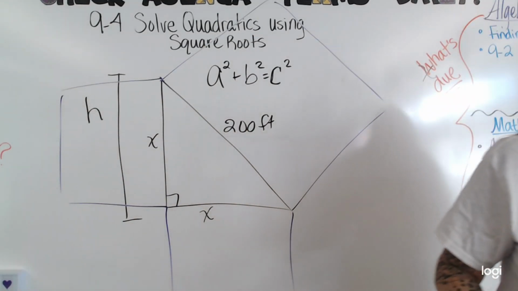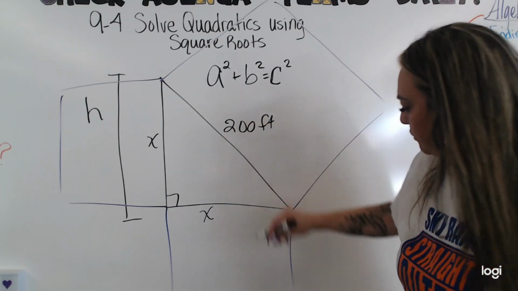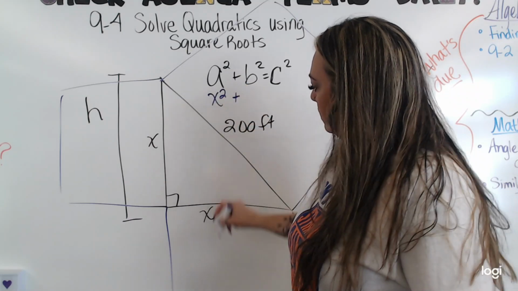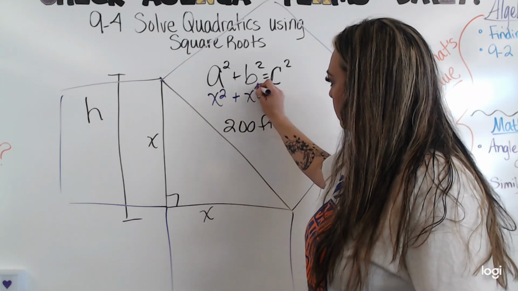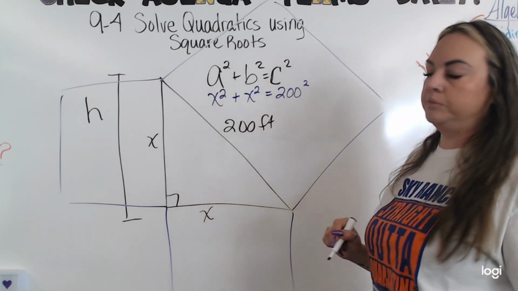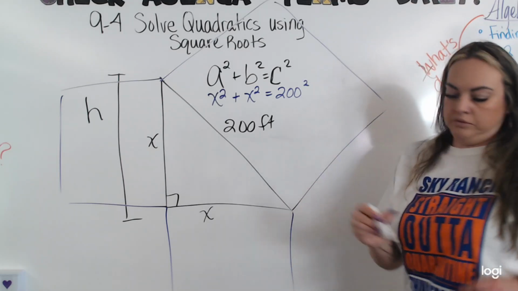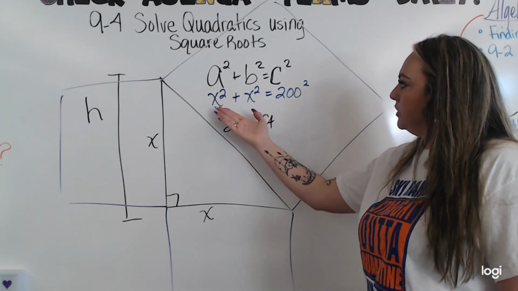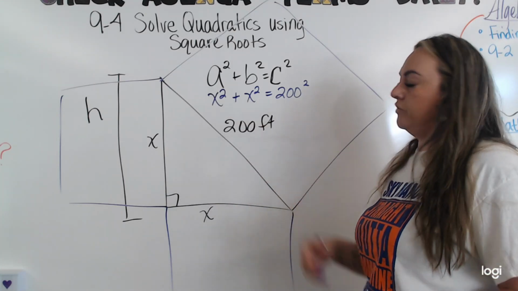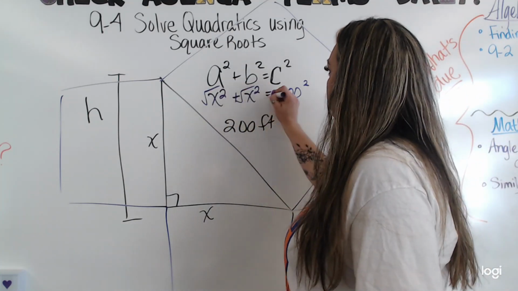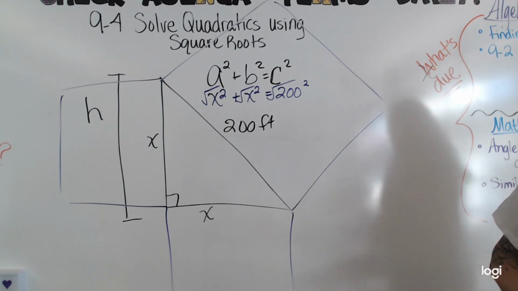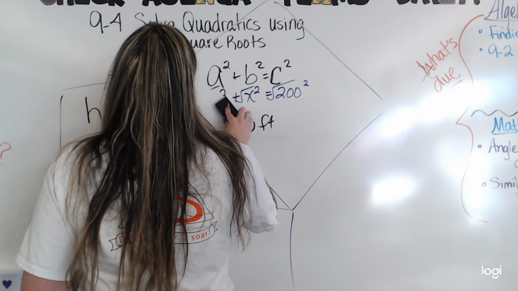So we know then that x squared plus x squared is going to be equal to 200 squared, right? So now we've got a problem where we can use the square root property to solve for this. So we'd be taking the square root of each side. Actually, before we do that, we can combine them. Let's do it that way.